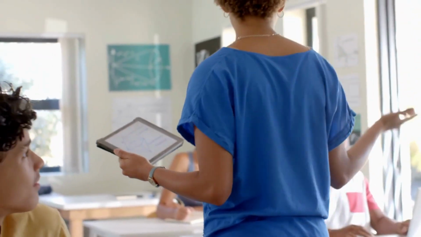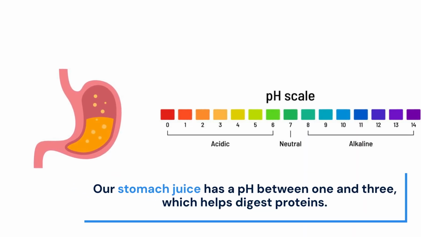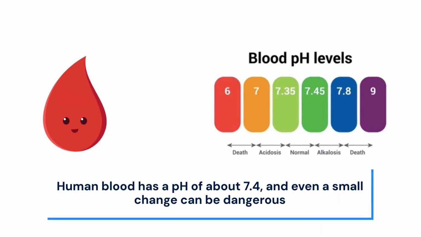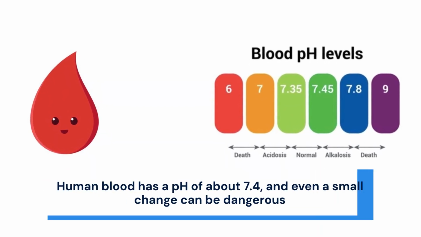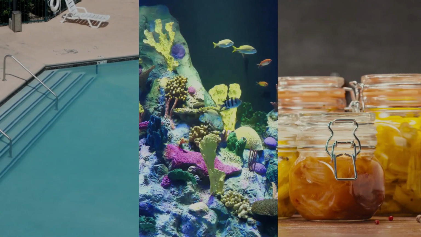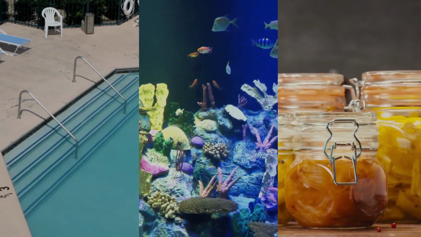This scale has many applications in daily life. Our stomach juice has a pH between 1 and 3, which helps digest proteins. Human blood has a pH of about 7.4, and even a small change can be dangerous. Soil pH affects how plants absorb nutrients, and pH control is also important in swimming pools, aquariums, and food preservation.